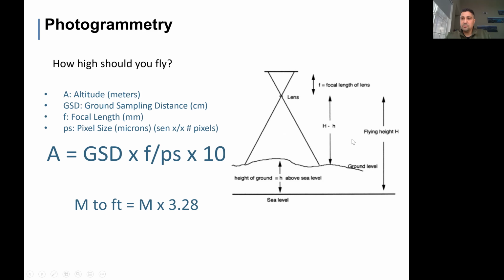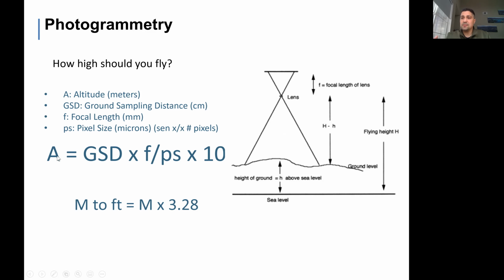Here it's broken down. We have the focal length here, from the camera sensor to the end of the glass. This is an expanded view. And then you have your flying height, whether it's above sea level or above ground level. Let's just use this one here, big H minus little h. Yeah, that's how these things are going to play. This formula is going to ultimately determine what this is going to end up being.